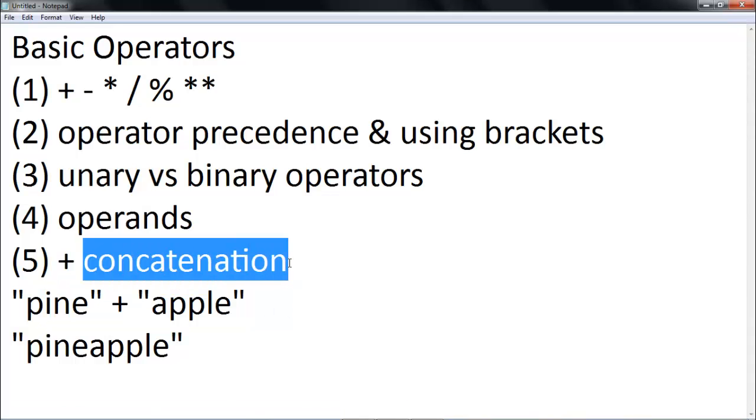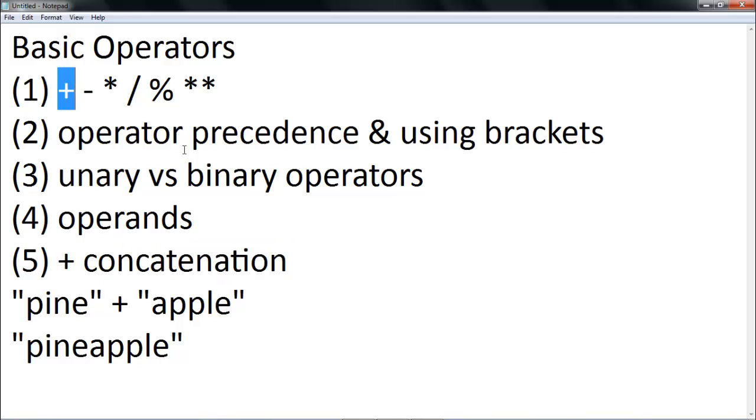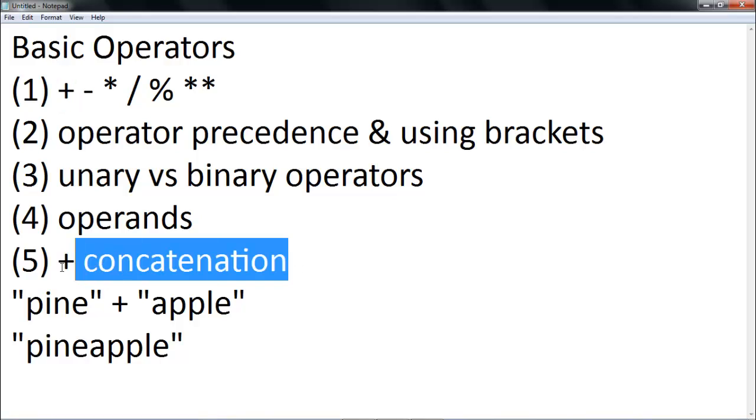Concatenation is different from numeric addition. You cannot add a number to a string. You cannot add a string to a number. Either you convert the string into a number and perform numeric addition, or you convert a number to a string and perform string concatenation. Alright, so that's what I have for you here.